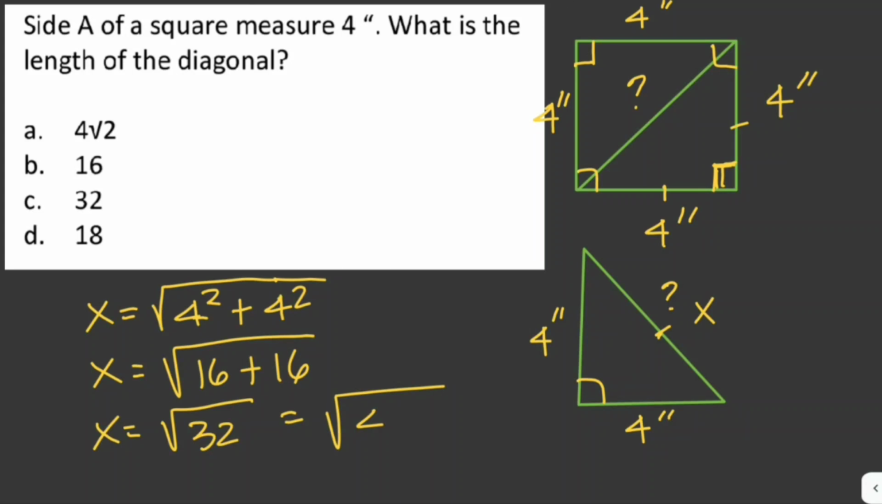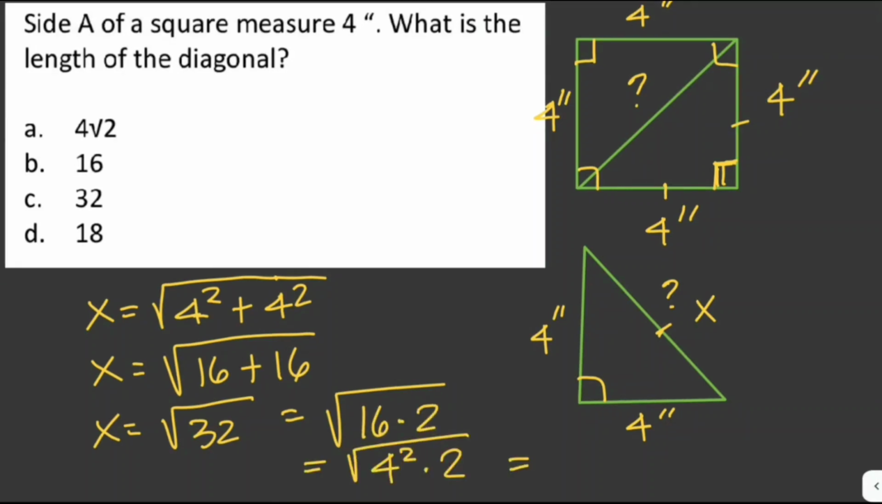16 times 2, where 16 is a perfect square and can be written as 4 squared. So this is just the square root of 4 squared times 2. So our answer is 4 times the square root of 2. So the answer here is letter A, 4 square root of 2.